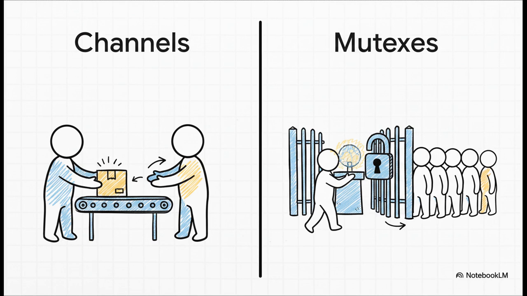So, this is the big question. When do you use a channel and when do you use a mutex? The rule of thumb in Go is pretty clear. You use channels when you need to communicate between goroutines, when you're passing ownership of data from one to the other. And you use mutexes when you just need to protect a piece of shared memory, making sure only one goroutine can mess with it at a time.